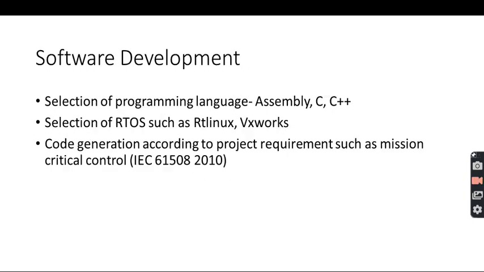And then software development, you know that usually it will be C, C++, RT Linux, Python, VxWorks. These are things we use for the embedded hardware. Okay, and then code generation according to project requirement. See, this is for a particular mission, IEC standards are there. If you are using it, these kinds of standards you have to maintain. Okay, so you can search on Google for these things. Okay, software development.